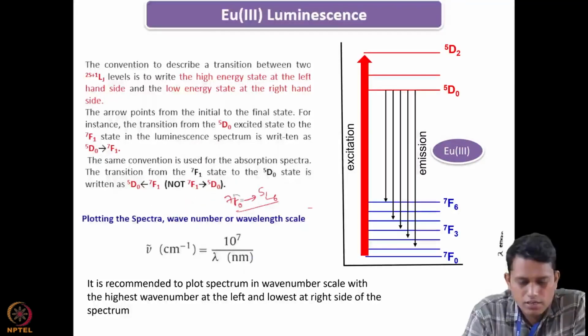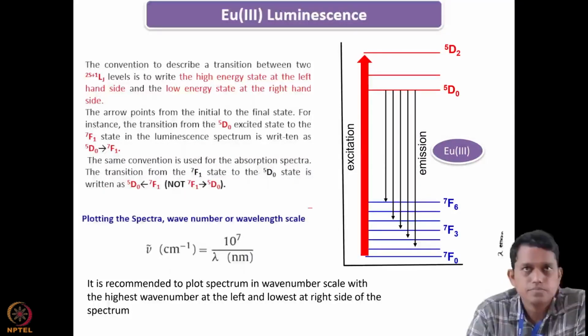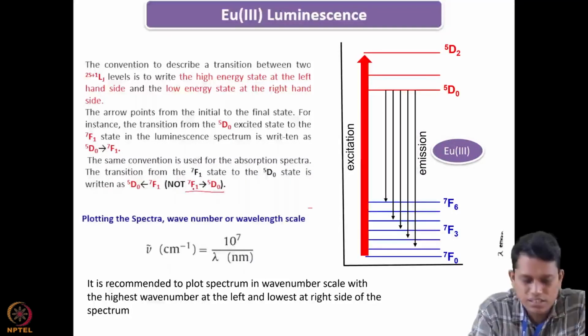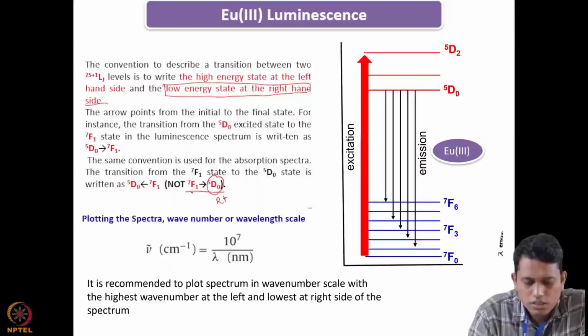The rule is that whenever you want to write either an absorption transition or an emission transition, you should always take care that your high energy state is always on the left hand side and your low energy state is on the right hand side. What does it mean? If you see this notation, my 5D0 is the high energy state, and it is on the right side, which is wrong. Your low energy state should be on the right hand side. So this notation is wrong.